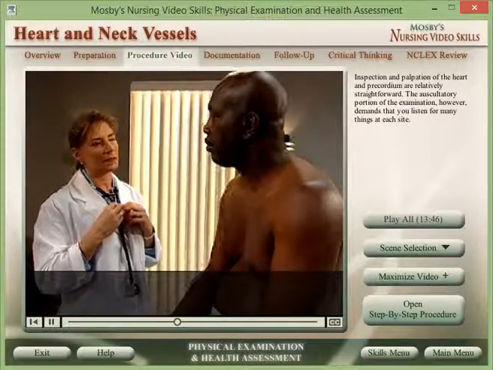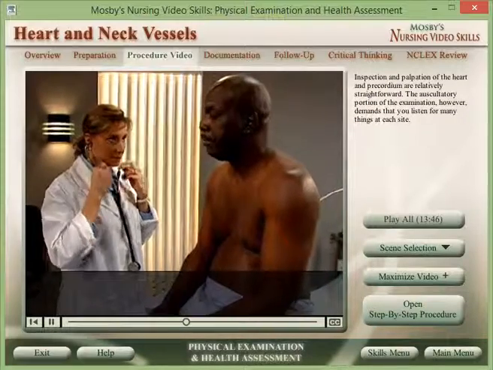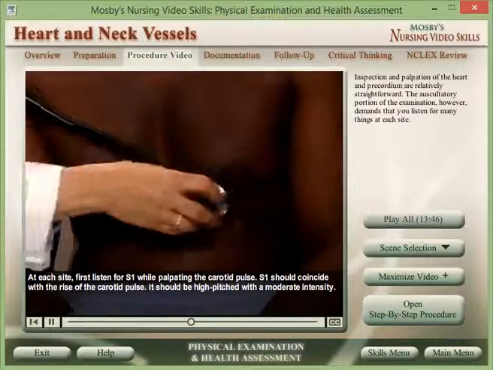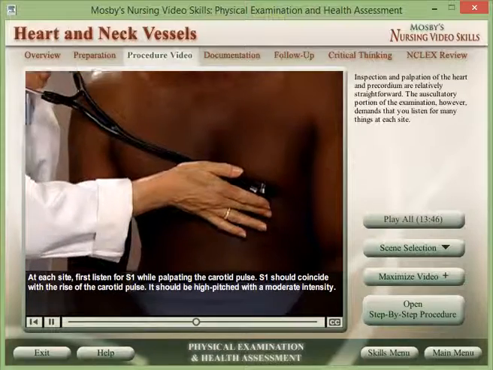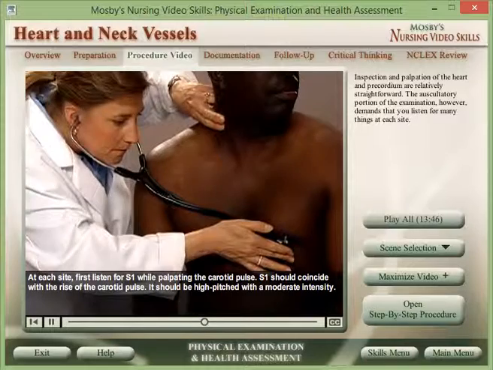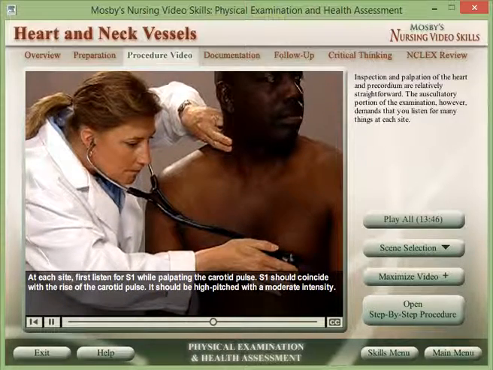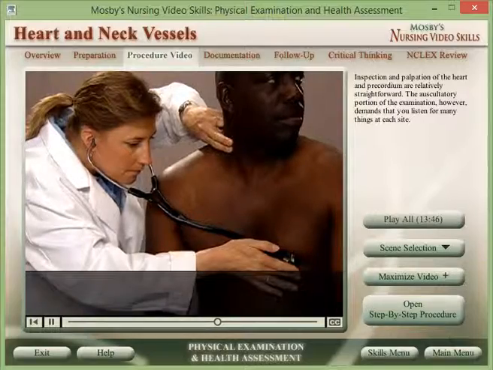Now I'm going to have you take a breath in. When you exhale, hold it while I listen to your heart. At each site, first listen for S1 while palpating the carotid pulse. S1 should coincide with the rise of the carotid pulse. It should be high-pitched with a moderate intensity.